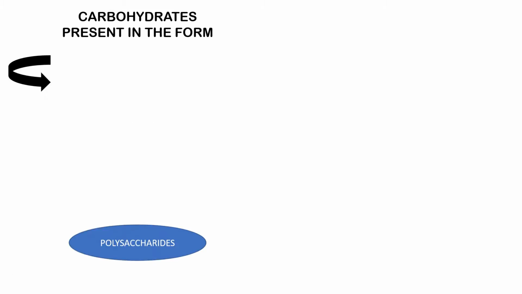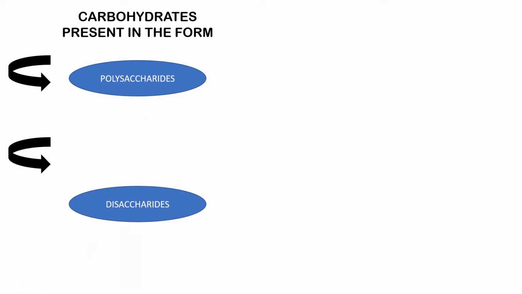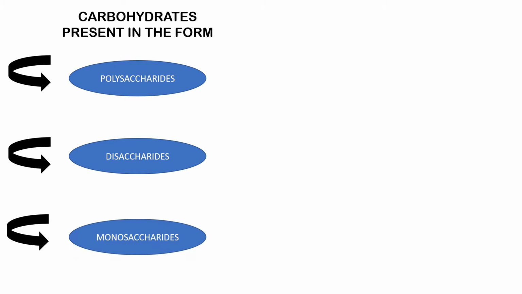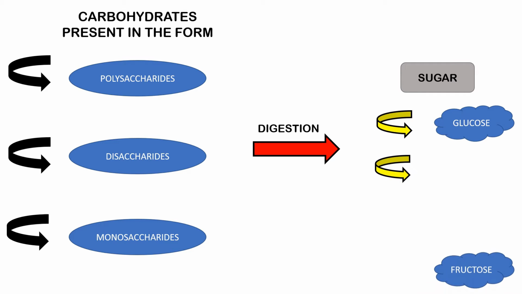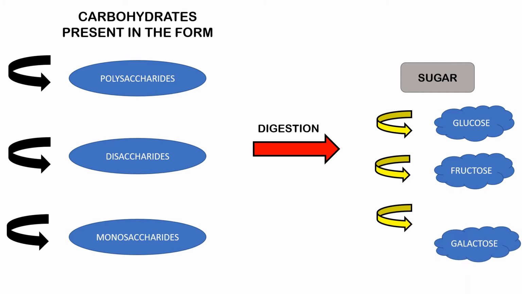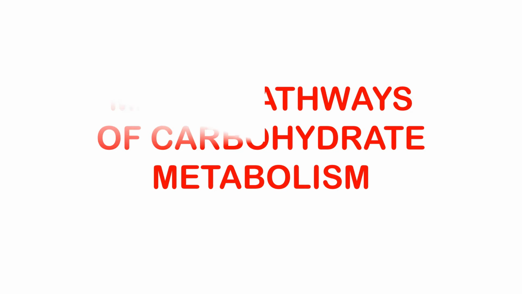Carbohydrates are the main part of our food and are present in the form of polysaccharide, disaccharide, and monosaccharide. After digestion, all these forms are converted to sugars that may be present in the form of glucose, fructose, and galactose. There are 5 major pathways of carbohydrate metabolism.